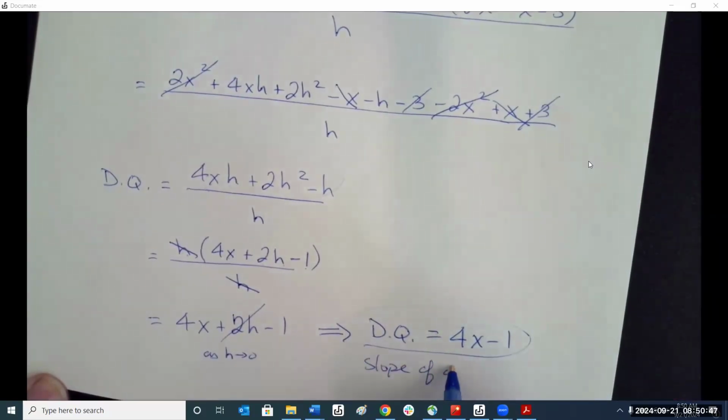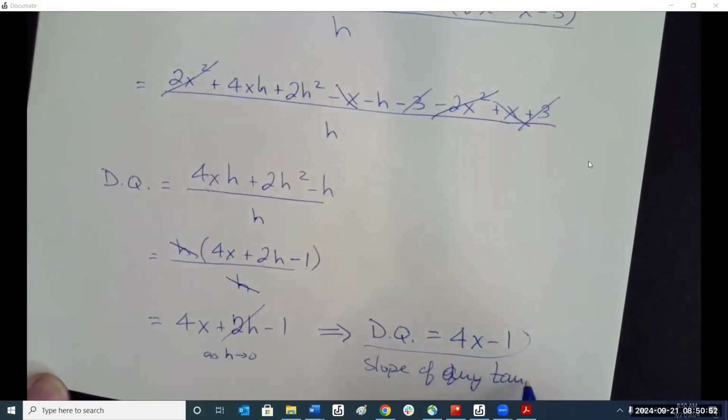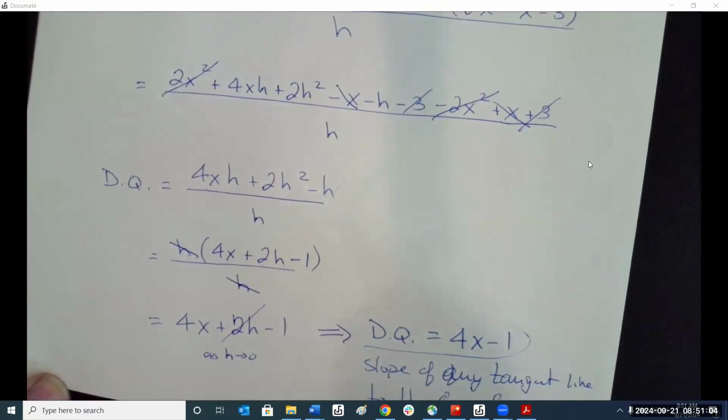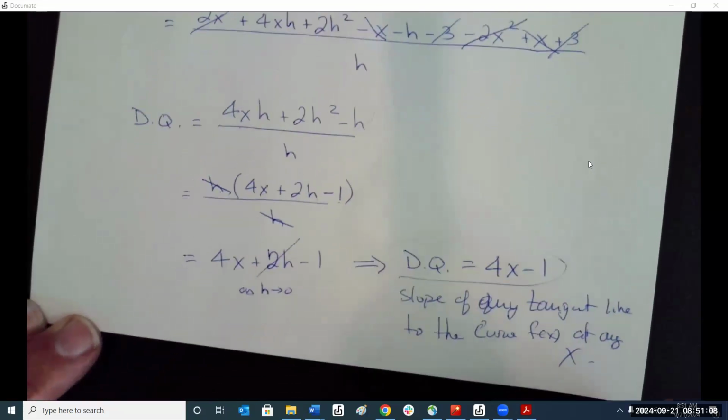The slope of any tangent line to the curve f of x at any x. That's what it says.